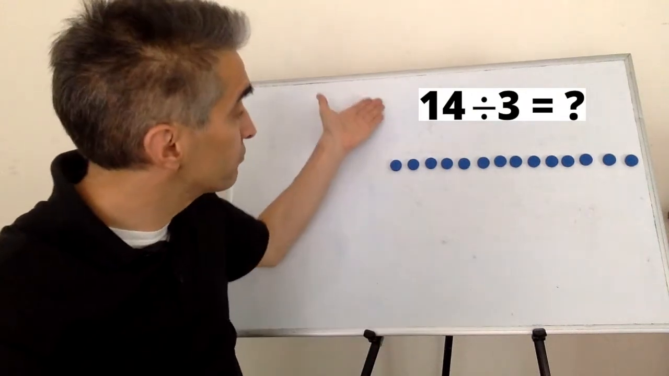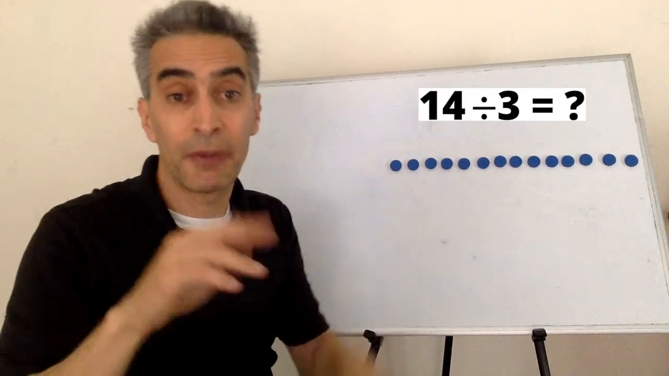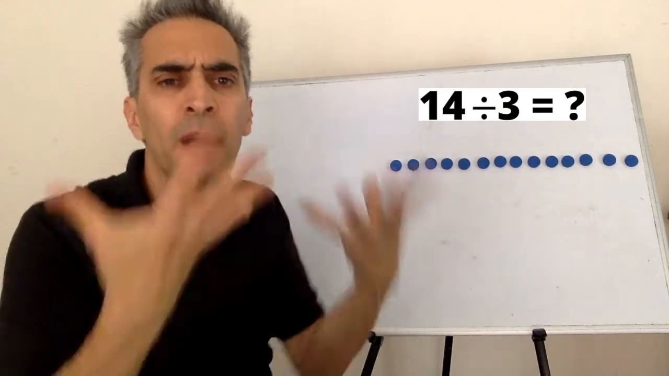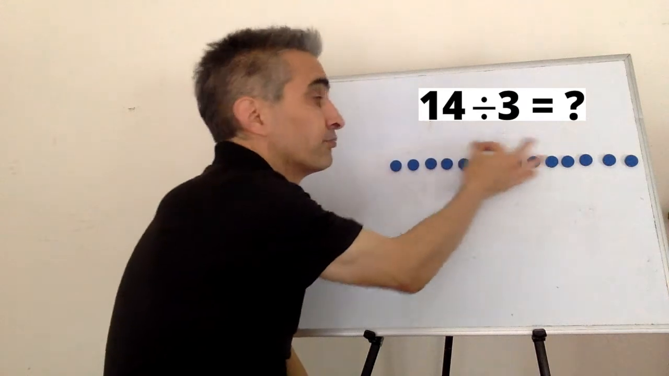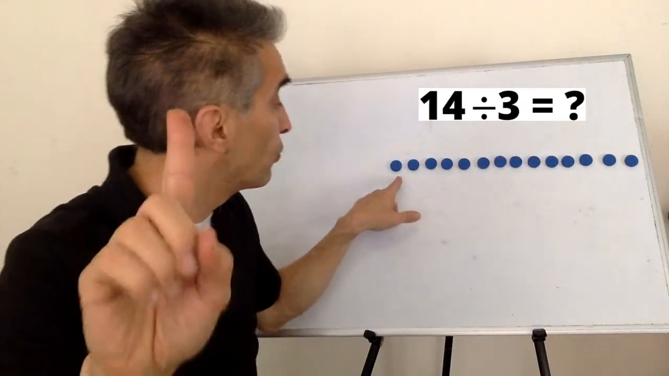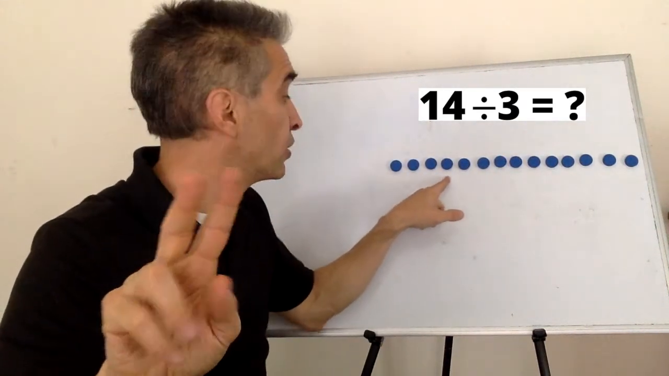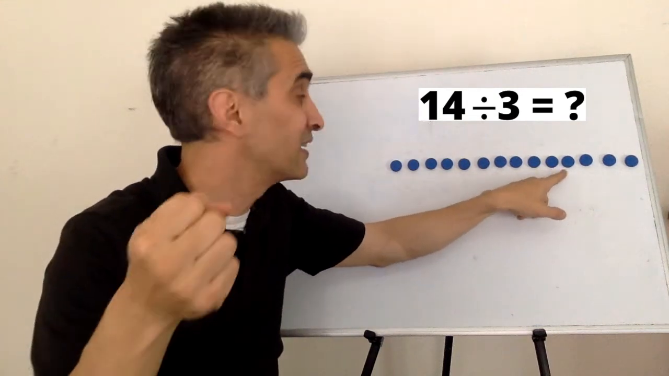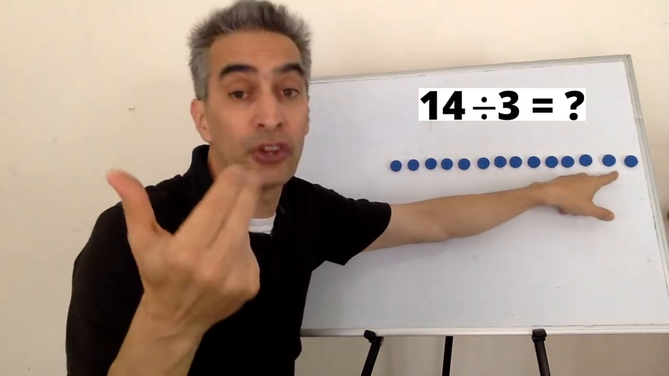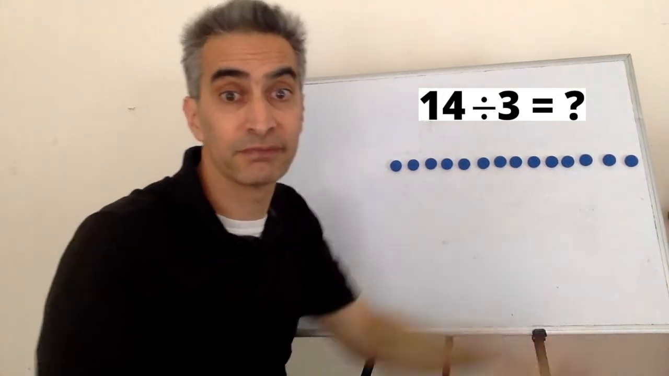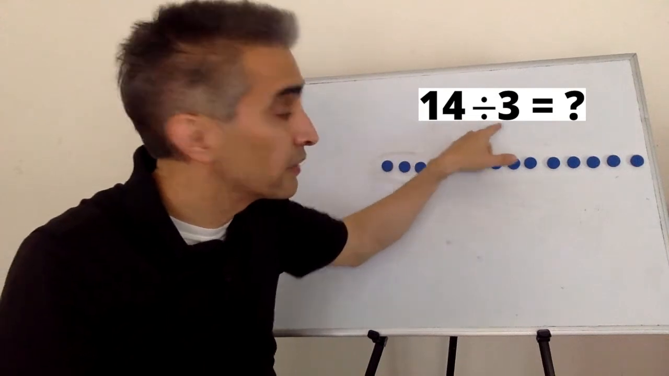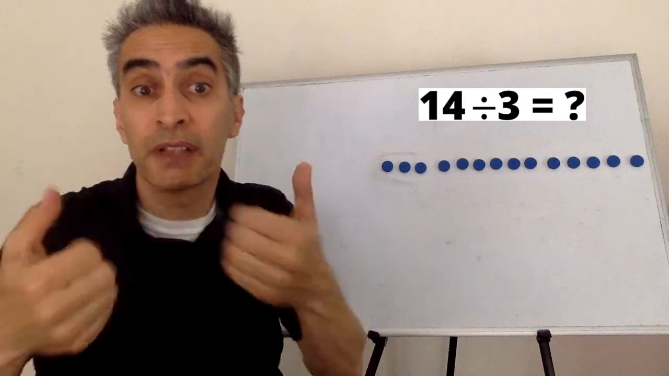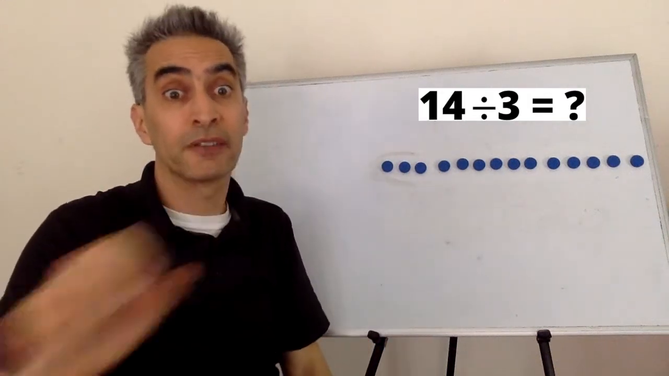Another example. 14 divided by 3. This 14 represents how many blue circles there are. 1, 2, 3, 4, 5, 6, 7, 8, 9, 10, 11, 12, 13, 14. This divided by 3 means separate 14 into groups of 3.